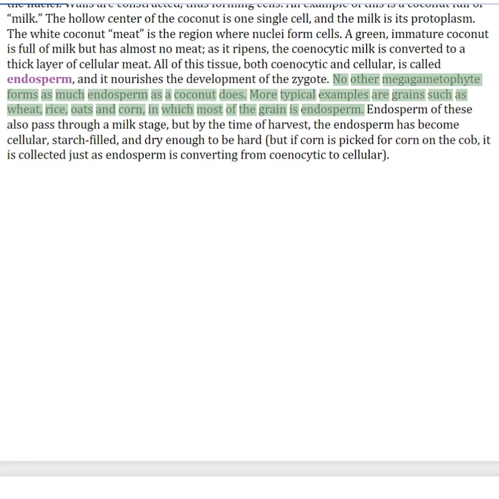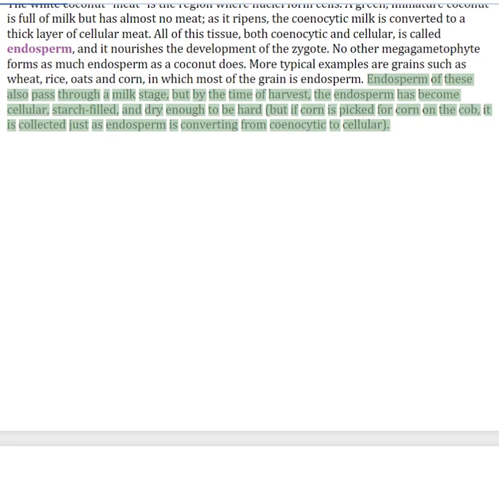More typical examples are grains such as wheat, rice, oats, and corn, in which most of the grain is endosperm. Endosperm of these also passes through a milk stage, but by the time of harvest, the endosperm has become cellular, starch-filled, and dry enough to be hard.